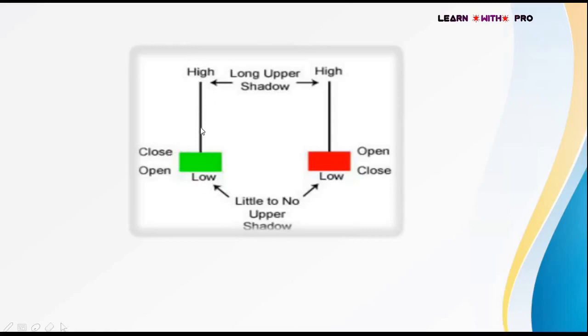You put this body here. Here you can get two of this body out of this wick. See, that's why I call it the eye. The upper wick is twice the candle body.